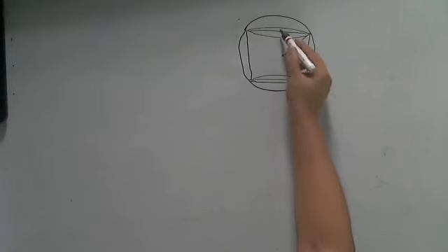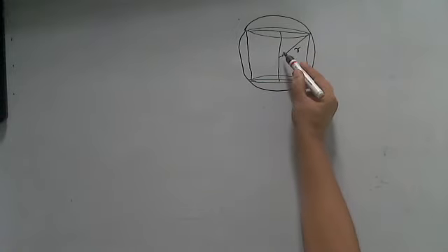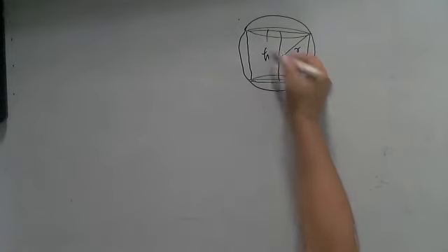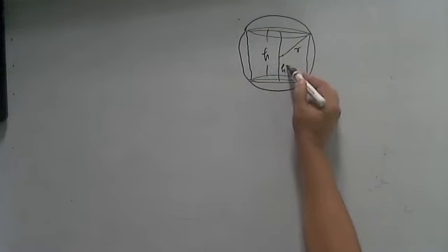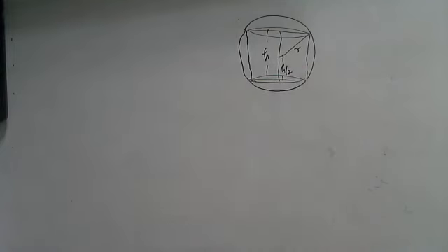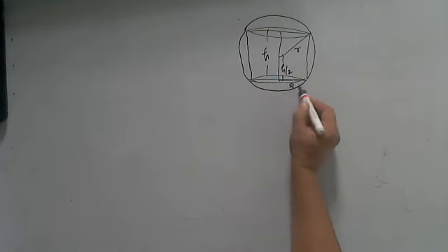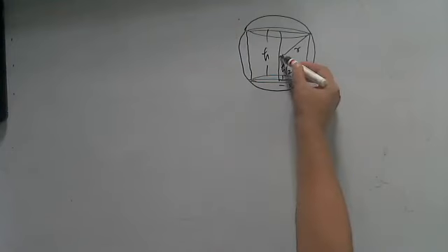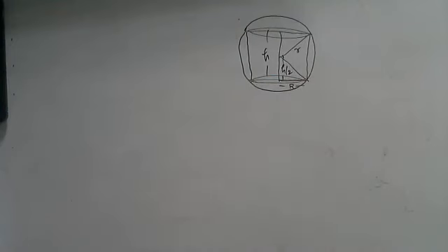Now let us take the height of this cylinder as small h. Half height will be h by 2. Now let us take the radius of the cylinder as small r, and the radius of the sphere as capital R. A kind of relationship we have got now between r, h and capital R.